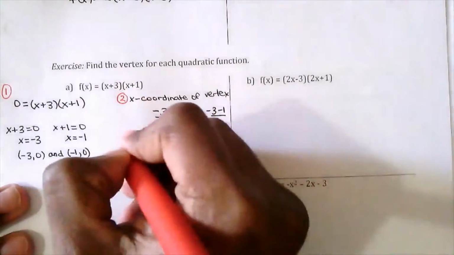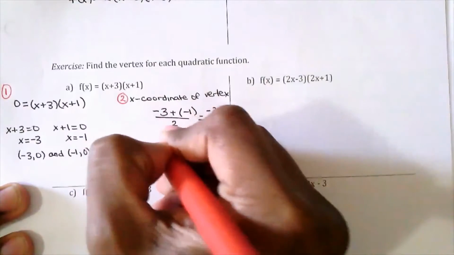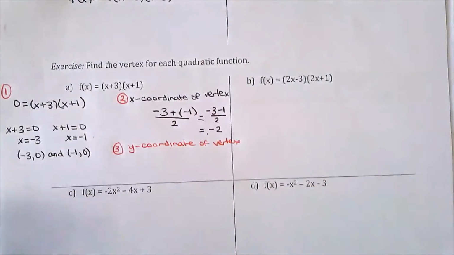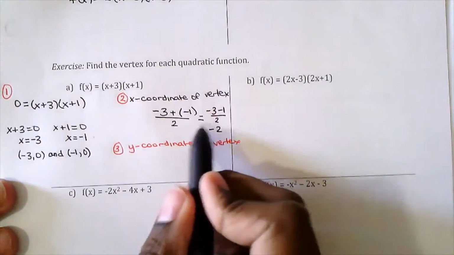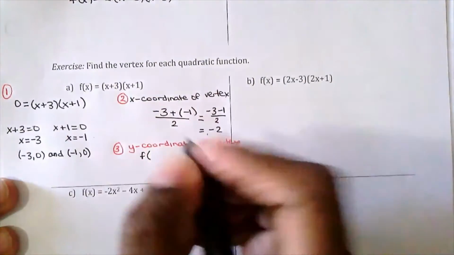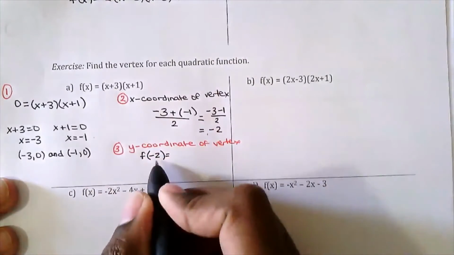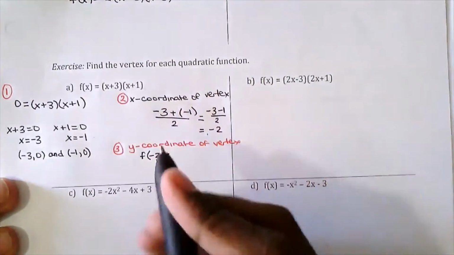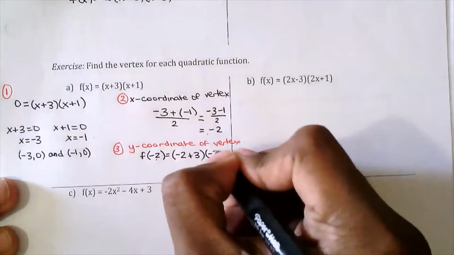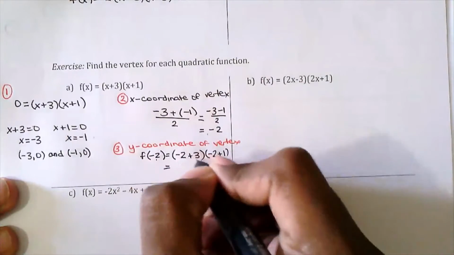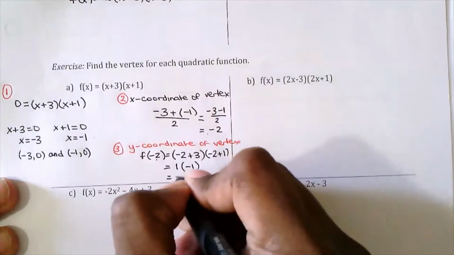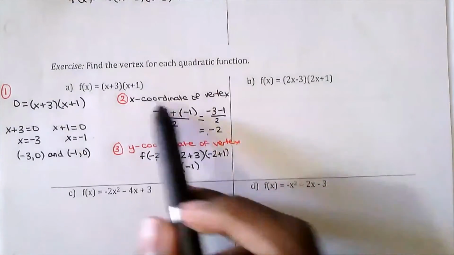Now I want to find the y-coordinate of the vertex. In order to find the y-coordinate of the vertex, all I do is take my x and plug it back into my equation. So I have f of negative 2. Because I replaced x with negative 2, I have to replace all of these x's with negative 2. So it's negative 2 plus 3 times negative 2 plus 1. Here I have negative 2 plus 3, which is 1, and negative 2 plus 1, which is negative 1, giving me negative 1.